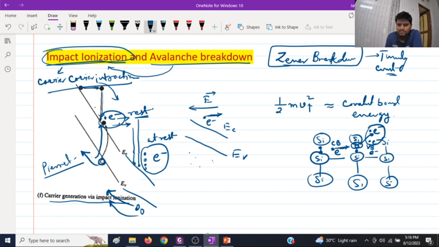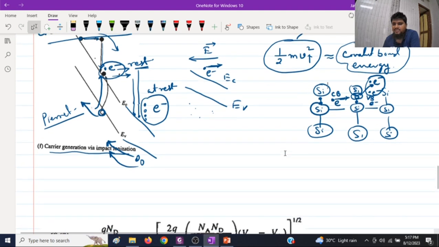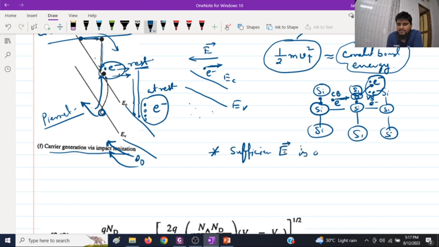Now, how does avalanche breakdown happen because of this? The probability that one electron will cause avalanche breakdown depends on whether in one collision it has sufficient energy equivalent to the covalent bond energy. Now this can happen only when a sufficient electric field is applied. So number one thing is that a sufficient electric field is applied.